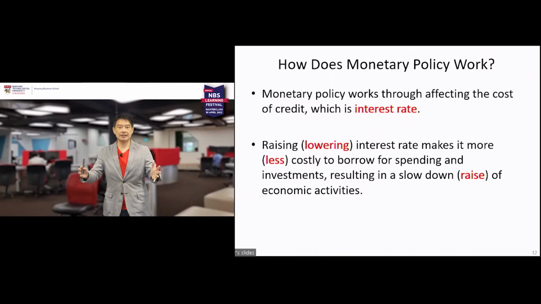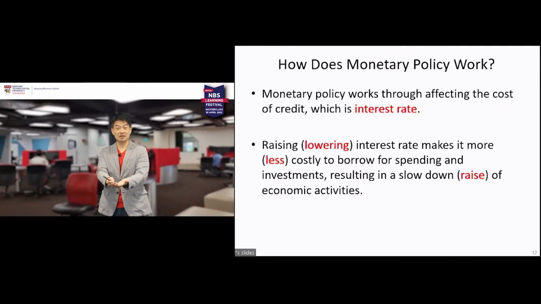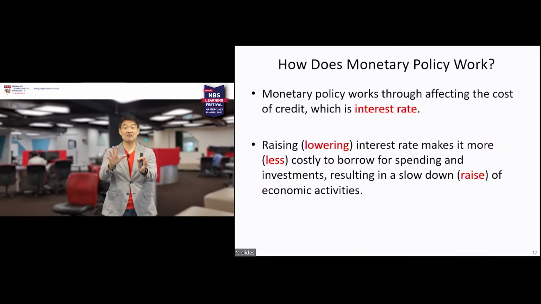You borrow money to buy the car, and you have to pay interest on the amount of money you borrow. So the central bank says, okay, how am I going to slow down the demand? If I think the economy is growing too fast, how am I going to slow it down? I try to discourage borrowing.